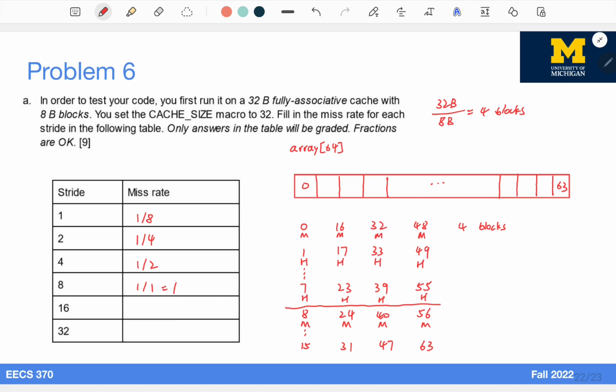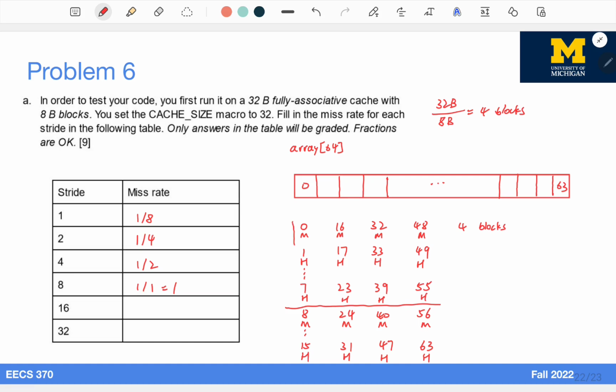So once again, after we go back to the next iteration when we have 9, 25, 41, and 57, the cache blocks are still inside the cache. So we will have cache hits. And we will keep having cache hits until the last outer iteration when we start at 15, and then 31, 47, and 63. These would still be cache hits because the corresponding cache blocks are still inside the cache.